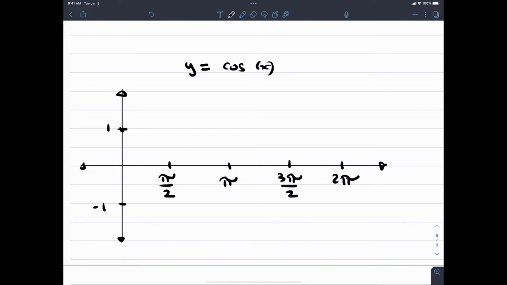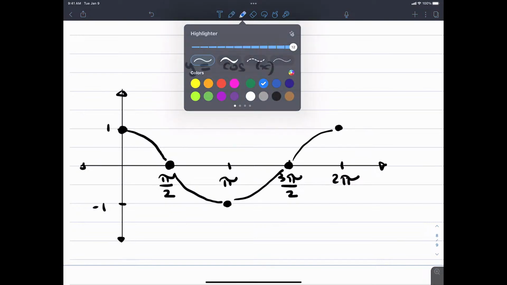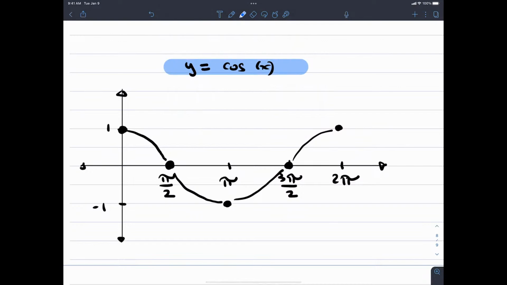But this time you start at 1. And then you go down to the x-axis. And then you go to the lowest point. You get back to the x-axis. And then you go back to the highest point here. So the cosine curve looks like this. And then that's just for what? For the cosine curve. Okay?